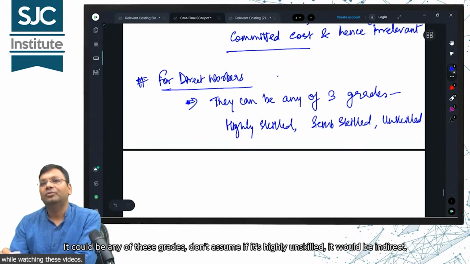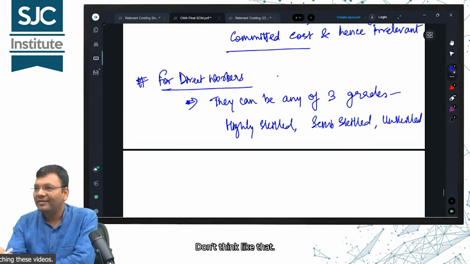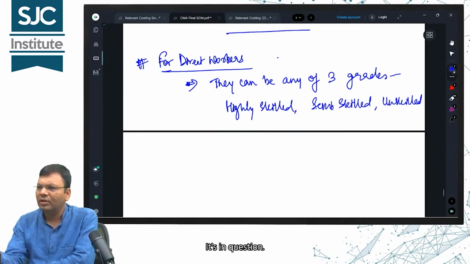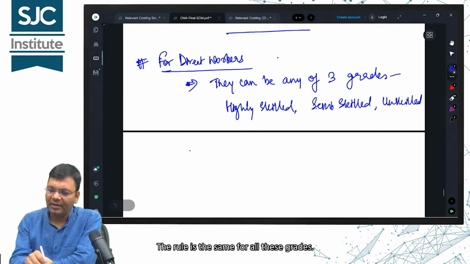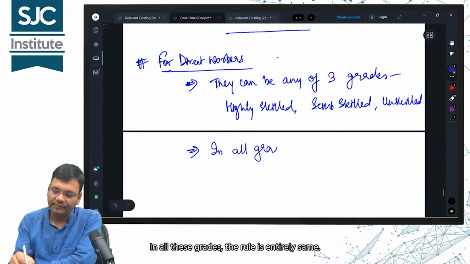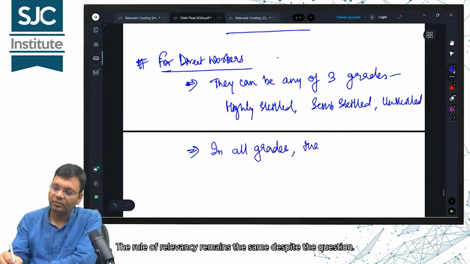Don't assume that if it's highly unskilled, it would be indirect. Don't think like that. Direct labor itself can have three grades. The rule is the same for all these grades. In all these grades, the rule is entirely the same. The rule of relevancy remains the same despite the question.